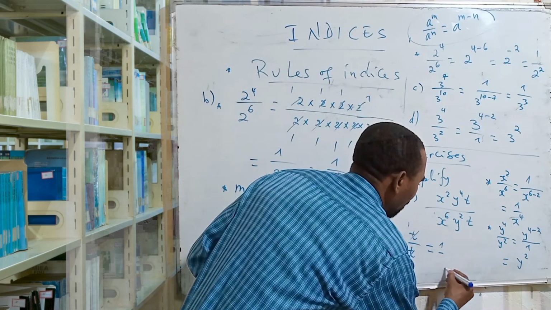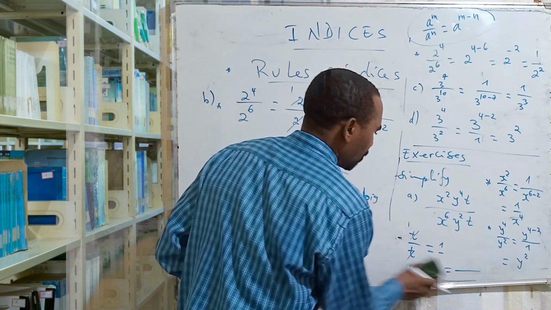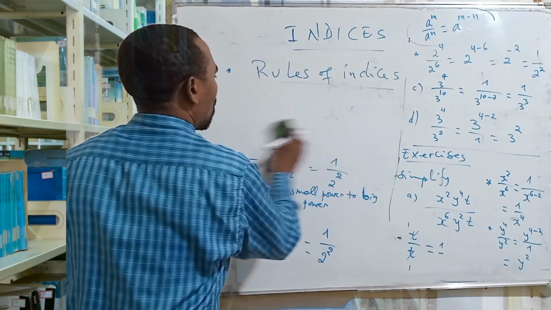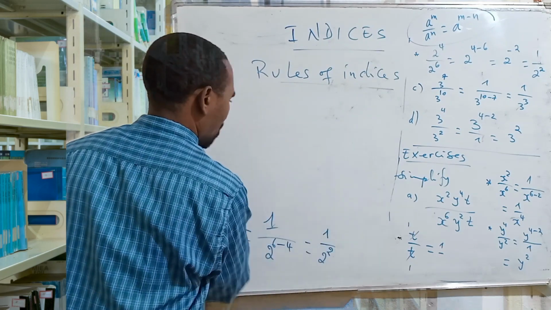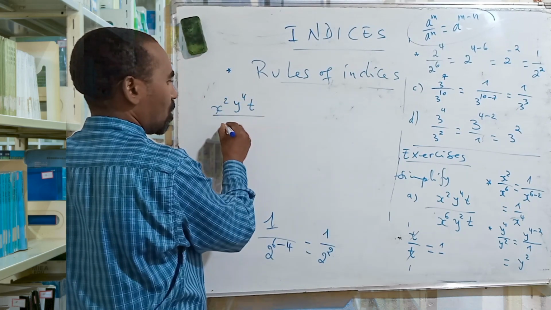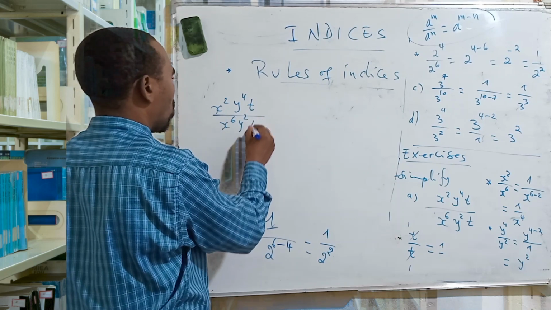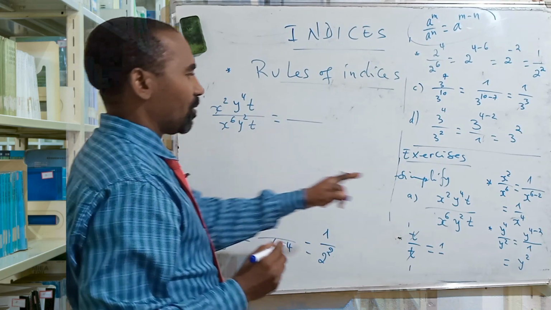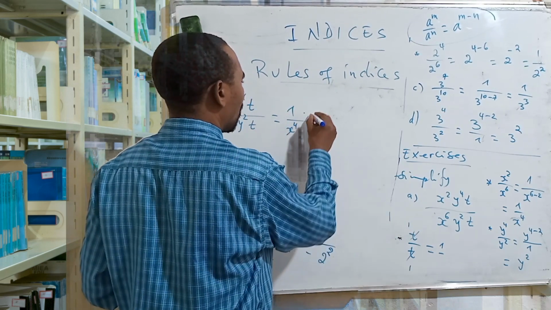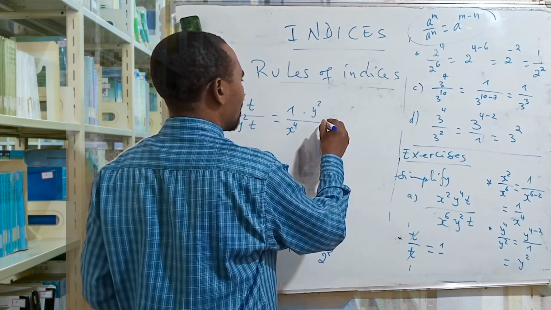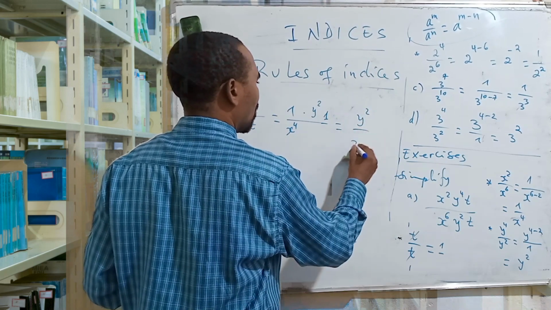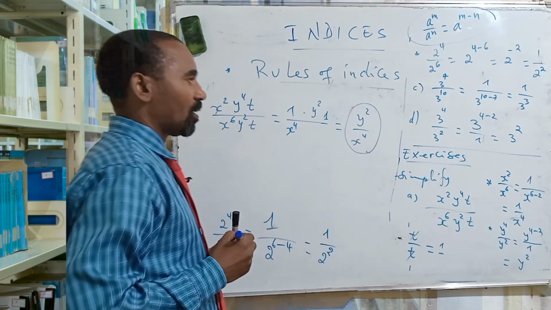Then finally, I combine my answers. The final answer of my equation will be, for x I got 1 over x power 4. For y I got y power 2 on numerator, then for t it is 1. By multiplying, I get y power 2 over x power 4 as my final answer.